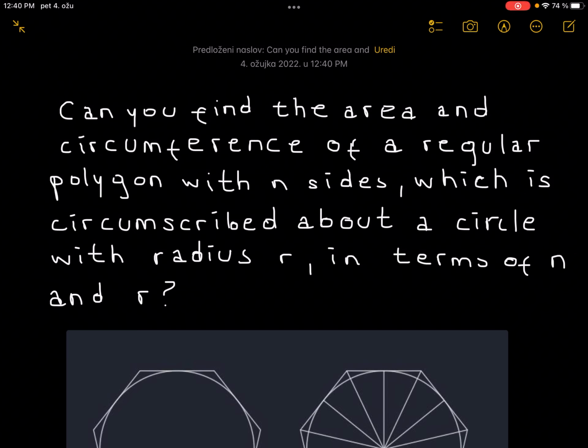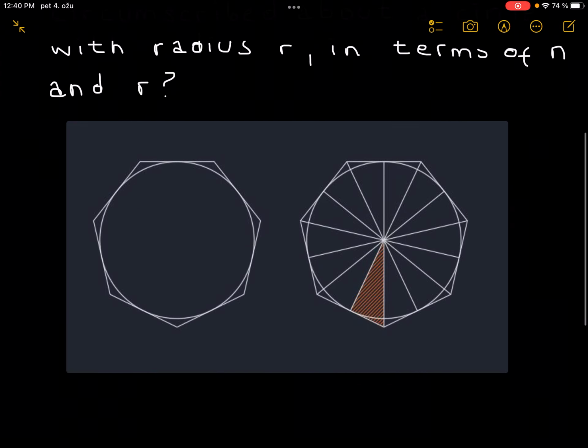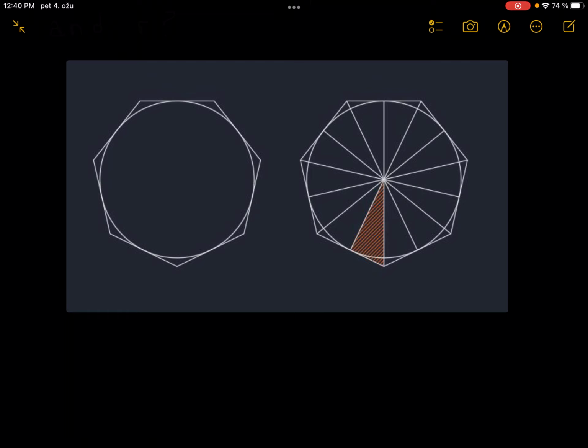So hello everybody, today we're going to be finding the area and the circumference of a regular polygon which has n sides and which is circumscribed about a circle which has a radius r, in terms of n and r. Okay, so on this picture right here, on the left hand side, I have a heptagon, and on the right hand side I've connected the midpoints of all of its sides to the center of the circle about which it is circumscribed.